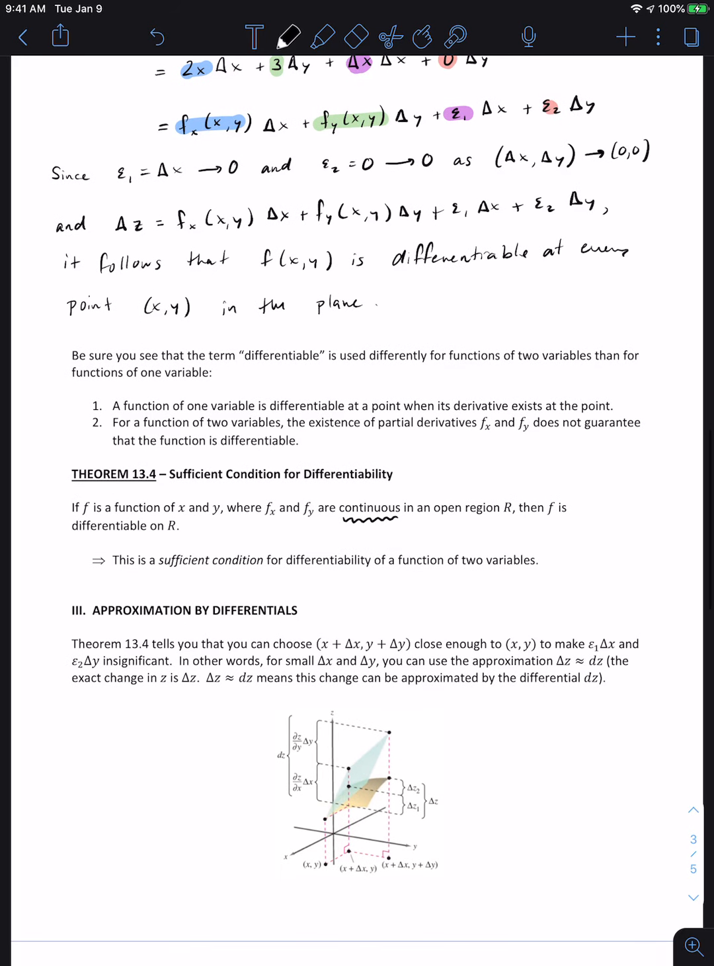All right, in the next video, we'll look at subsection 3, approximation by differentials.